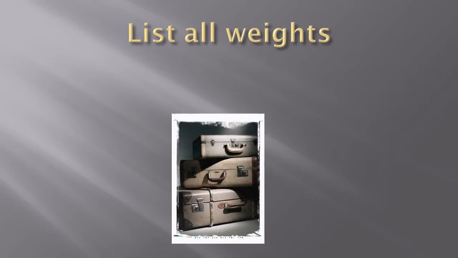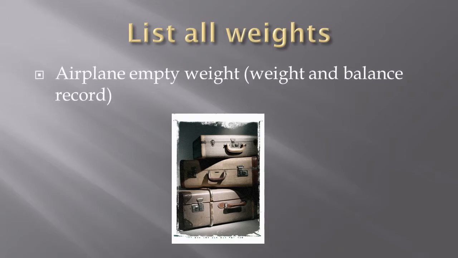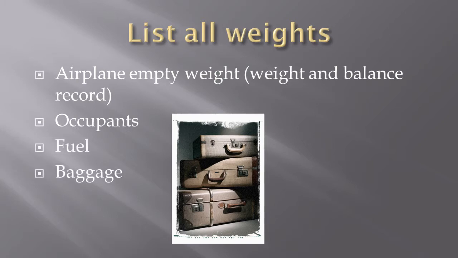The first step in determining the CG will be to list all the weights. In determining the CG, we will also determine the gross weight of the aircraft. It is important to be as accurate as possible listing the weights as they will affect the location of the CG.